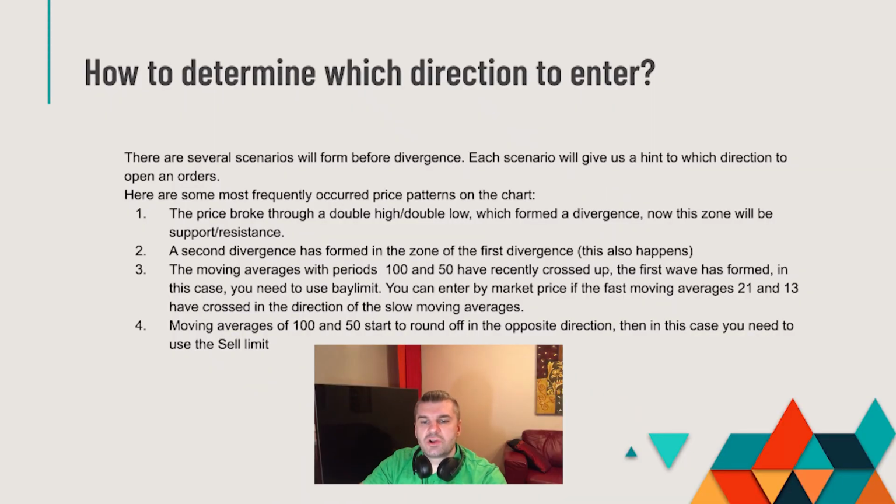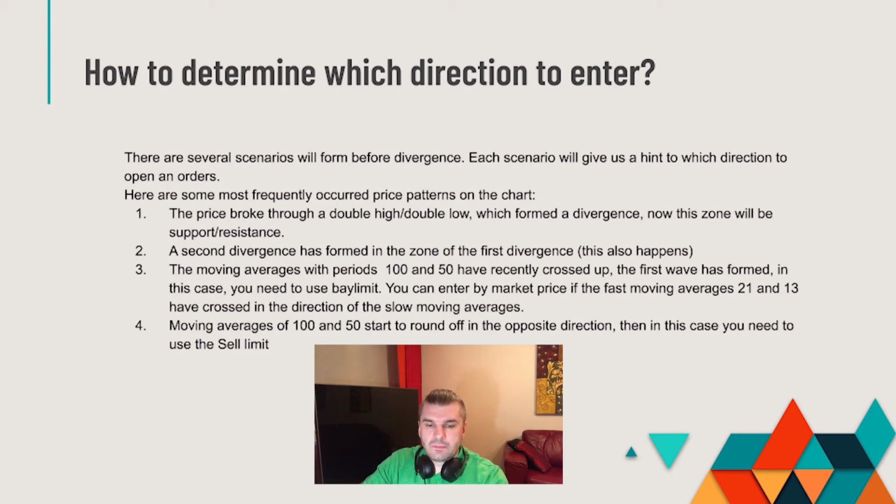The next topic is how to determine which direction to enter, and this is the hardest part to understand. There are several scenarios that form before a divergence, and each scenario gives us a hint about which direction to open an order. Here are the most frequently occurring price patterns on the chart. The first one: the price broke through the double high or double low which formed before a divergence. Now this zone will be a support or resistance. The second scenario: a second divergence has formed in the zone of the first divergence.